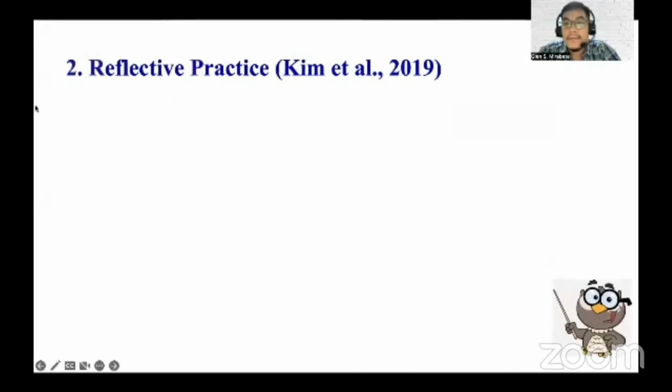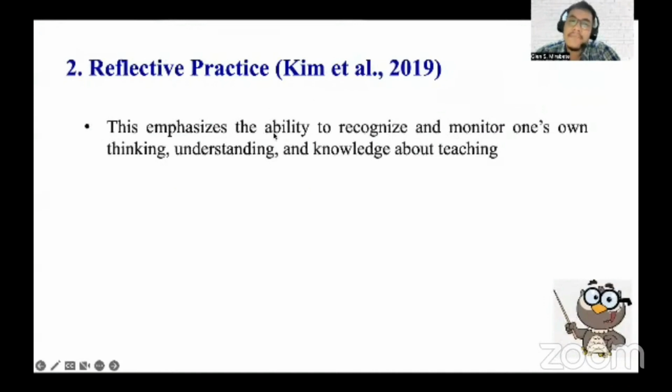So it's important that if we have already given teacher feedback on practice, we improve the instruction. So definitely after the feedback or the post conference, they know how to plan, how to improve their plan, how to improve their instruction, how to improve their assessment. And maybe we give them considerations for self-reflective practice on their own, but this one should be guided also. Okay, this emphasizes the ability to recognize and monitor one's own thinking, understanding, and knowledge about teaching.